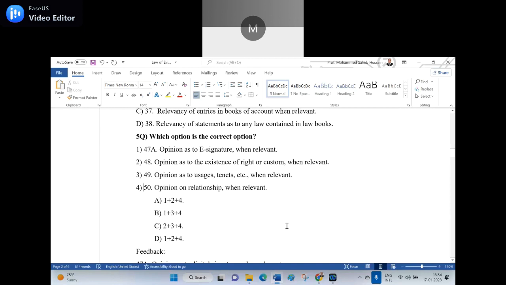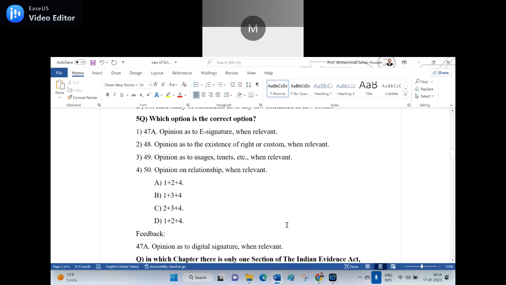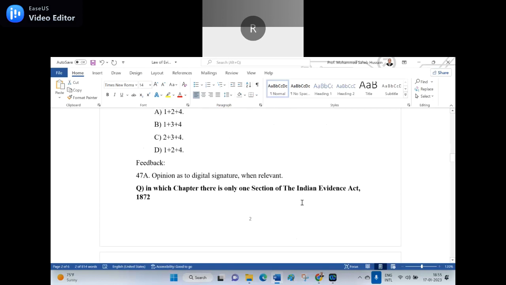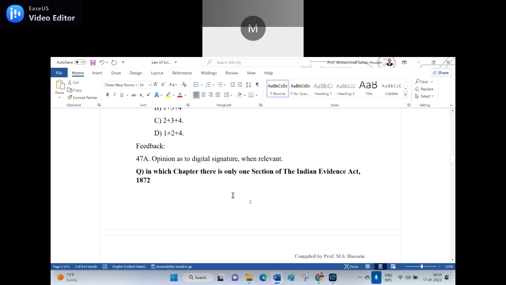The reason is there is no e-signature. It is a digital signature. It is not the e-signature. It is a digital signature. Is it clear? Yes. Good. Yes, sir. Then sixth question.